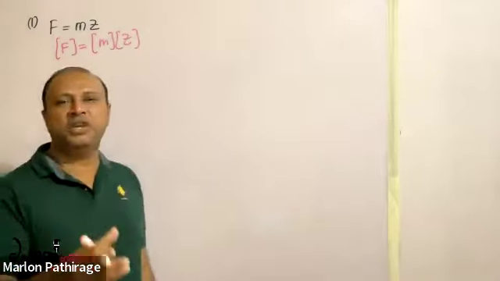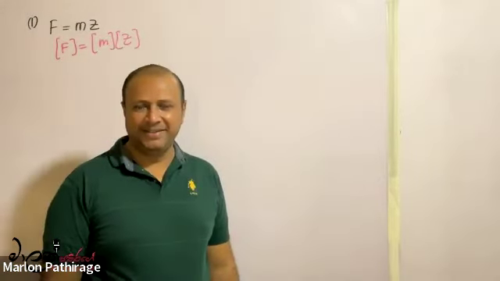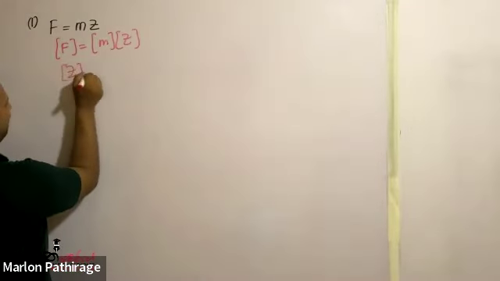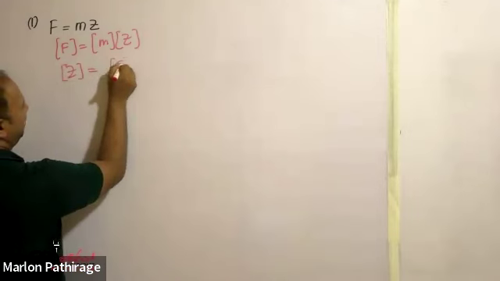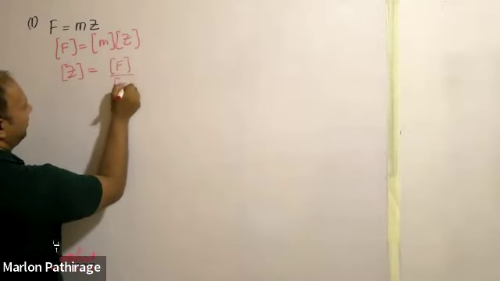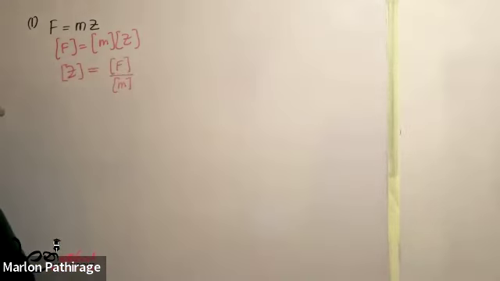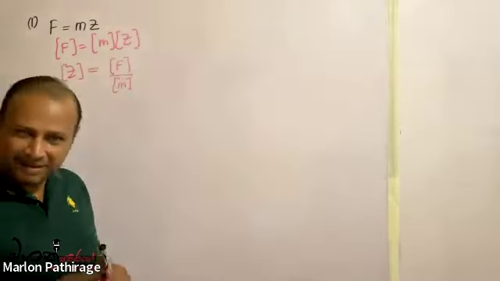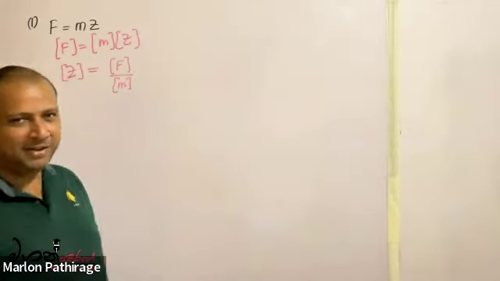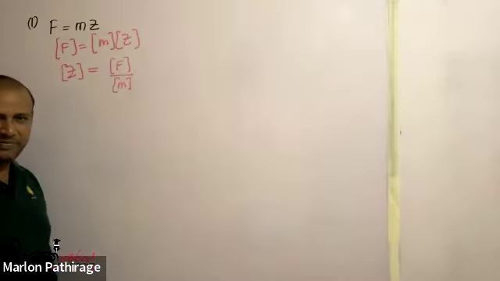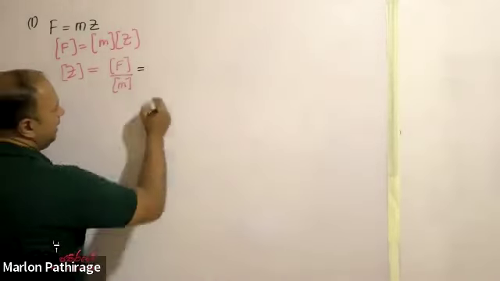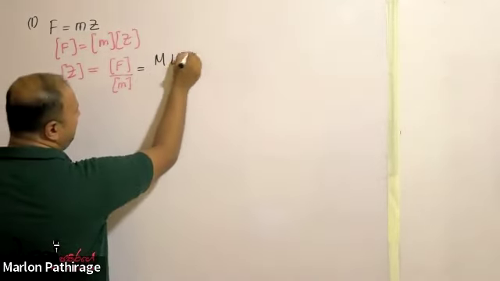Now you can make the dimension of Z the subject. The dimension of Z is equal to the dimension of F over the dimension of M. Is that clear? Thank you. Yes, sir. So the dimension of F is MLT minus 2.